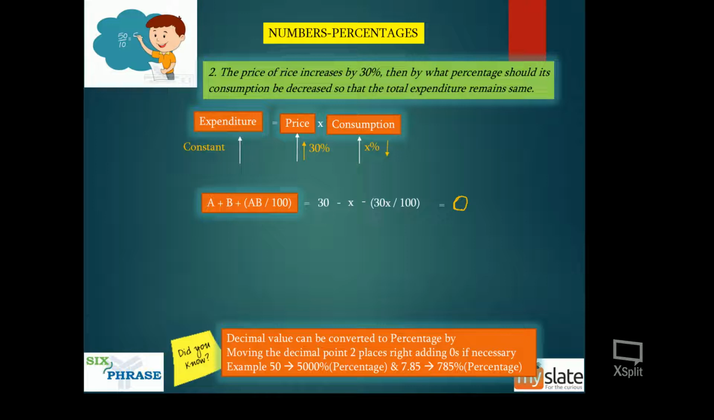So if you solve this, you will get the value of X, right? That value of X is 23.07 percentage. In other words, if you have a 30 percentage increase, there should be a decrease in consumption of 23.07 percentage. If you consume this much percentage less, then you don't need to change the expenditure.